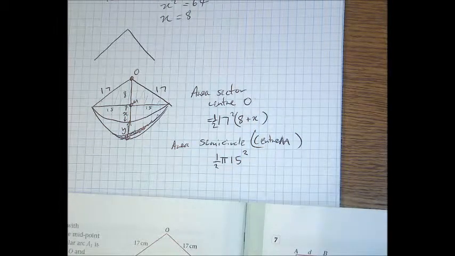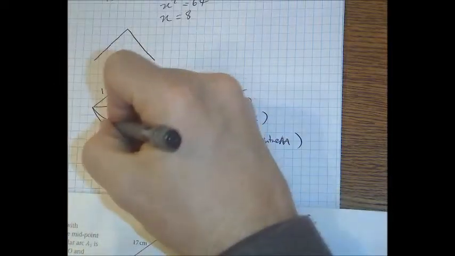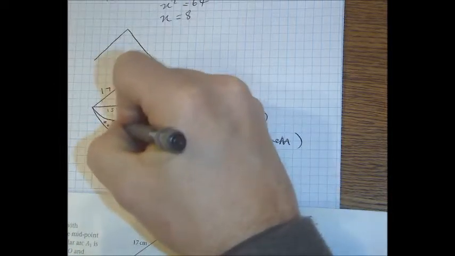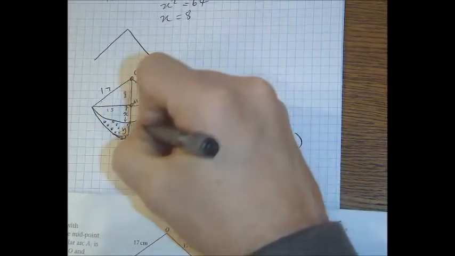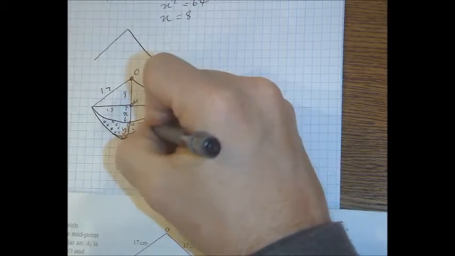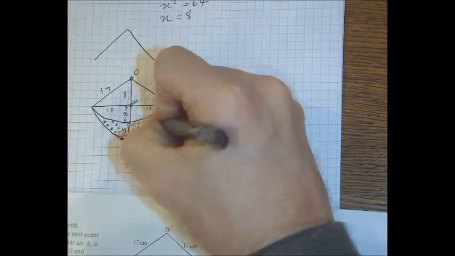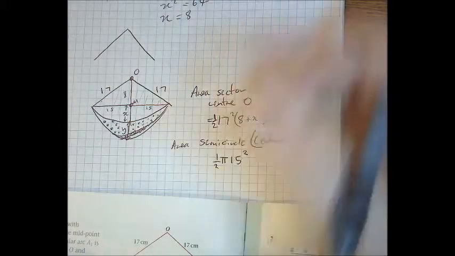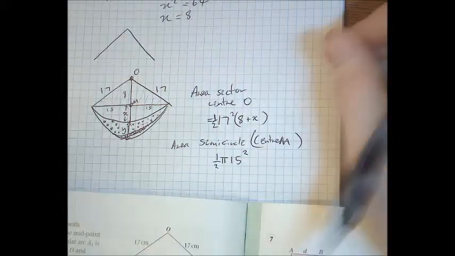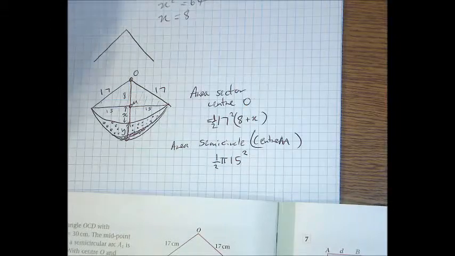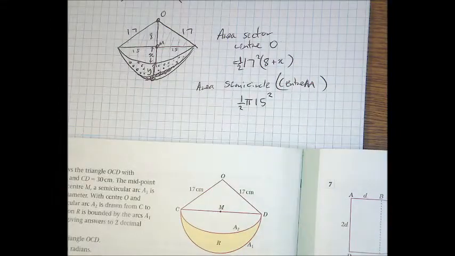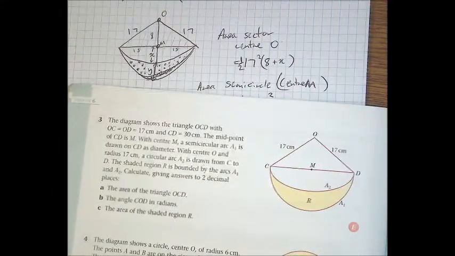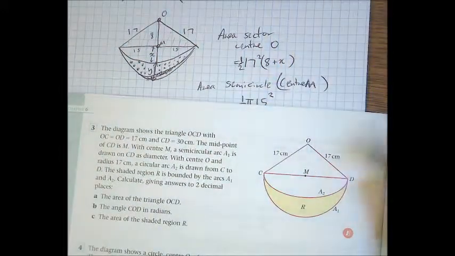Okay, so me working those things out is just to get my head into gear. But what I'm really interested in is this polka dotted area. But I'll come back to that when I just have a check to see whether I've actually covered parts A and B. So the area of the triangle OCD. Okay, I better do that.